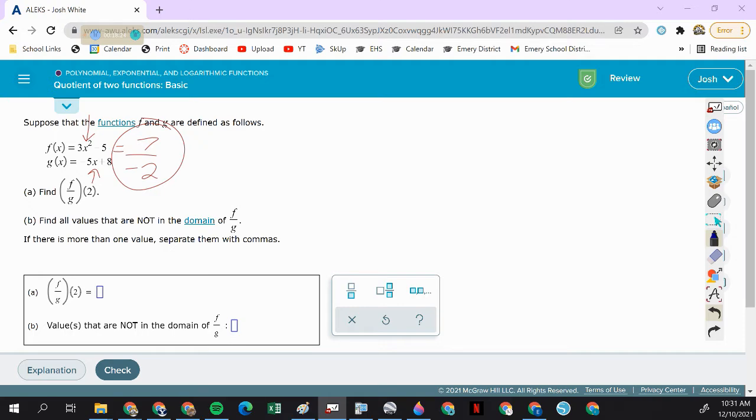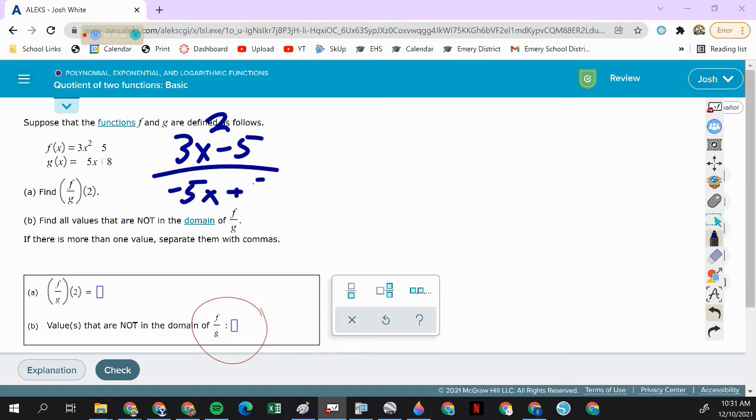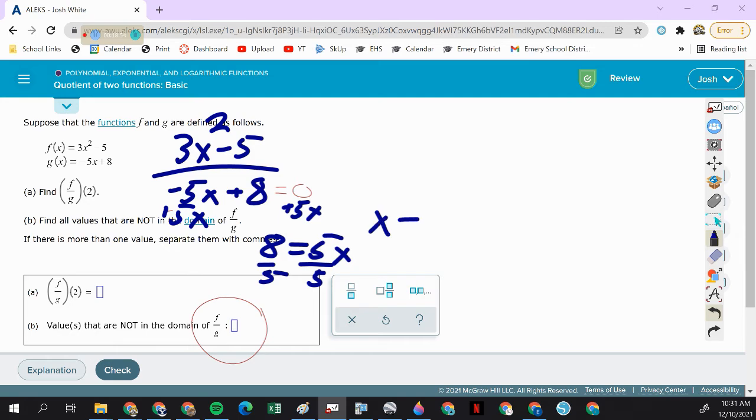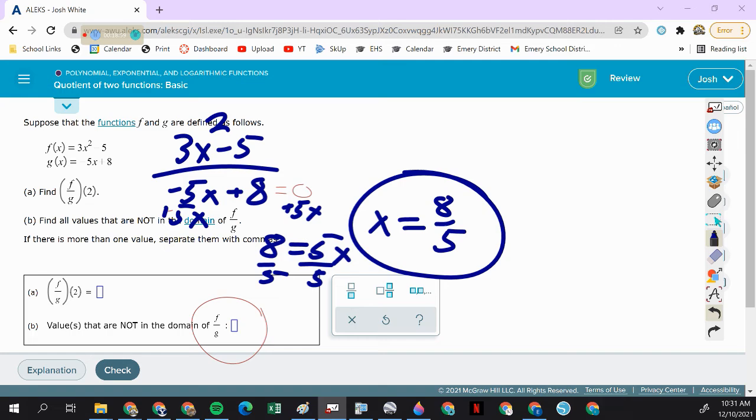Okay. And now this asks, what numbers break f divided by g? So f divided by g would be 3x squared minus 5 over negative 5x plus 8. So I set the bottom equal to 0. Add 5x. 8 equals 5x. Divide by 5. X equals 8/5. That number will break f divided by g.